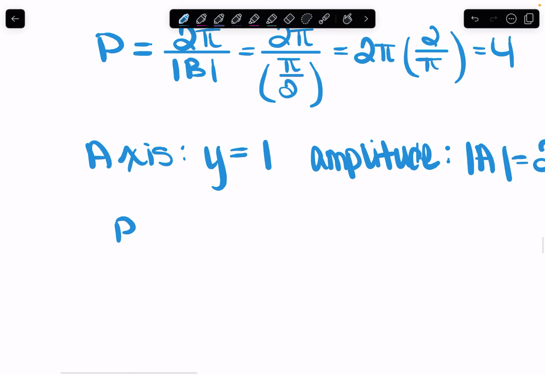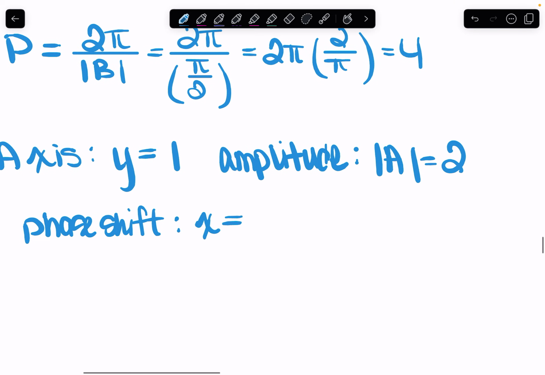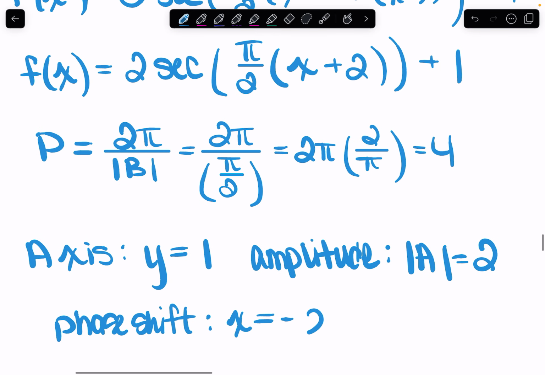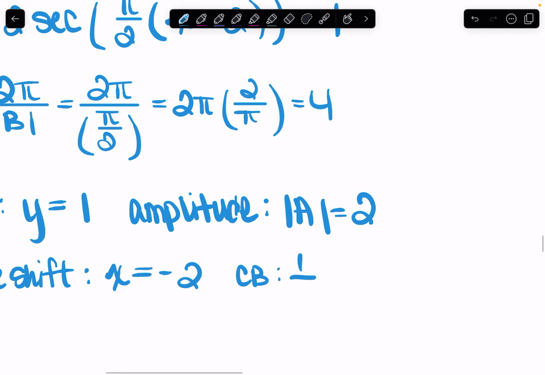Phase shift. Starting critical point is x equals plus, so we're going left 2 units, so -2. And our count by is 1/4 of p, just like sine and cosine, so 1/4 of 4, 1.